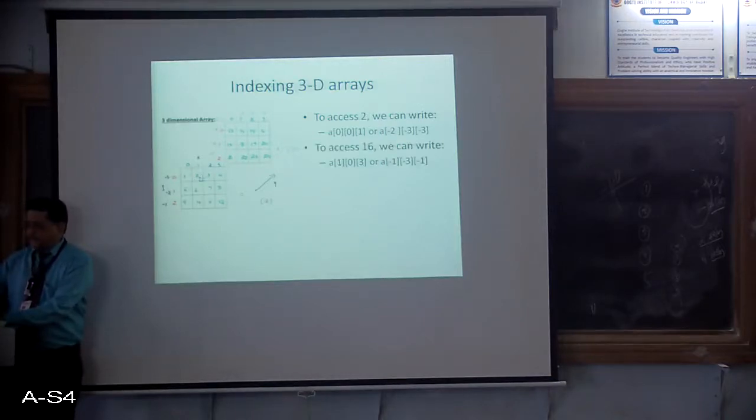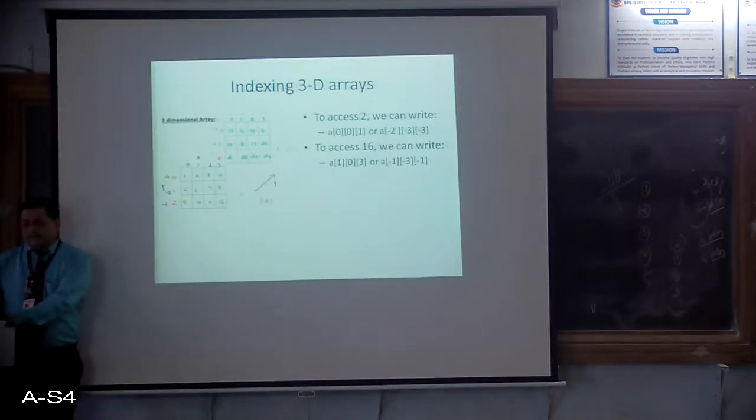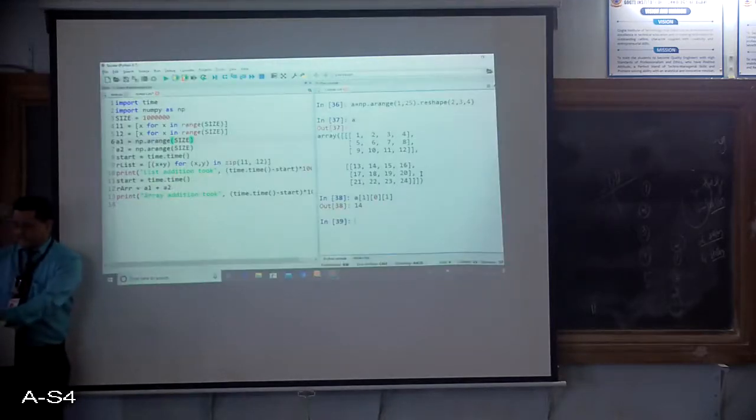Similarly, to access 16, where is 16? 16 is here. So where is it? A of 1, 0, 3. So A of 1, 0, 3, or you can use negative indexing also. The second array is -1. So A of -1, -3 and -1. A of -1, -3, -1 returns me 16.